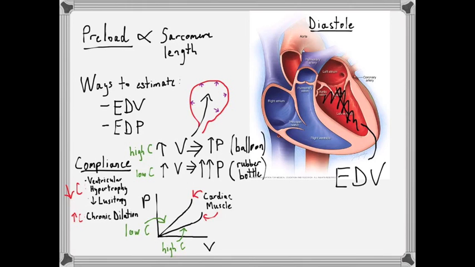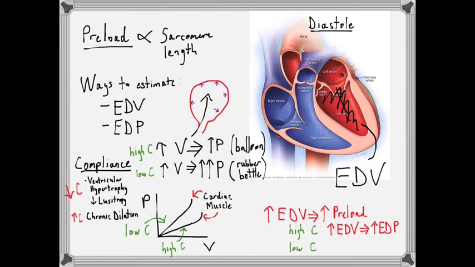So let's go ahead and summarize the relationships that we've talked about. An increase in end diastolic volume corresponds to an increase in preload. Now, it is noteworthy that preload, again, is a measurement of sarcomere length, and end diastolic volume is a way to estimate the length of the sarcomere. If we were to consider a highly compliant ventricle, we would see that an increase in end diastolic volume would correspond to an increase in end diastolic pressure. But if we were to see a low compliant ventricle, an increase in end diastolic volume would show an even higher increase in end diastolic pressure.